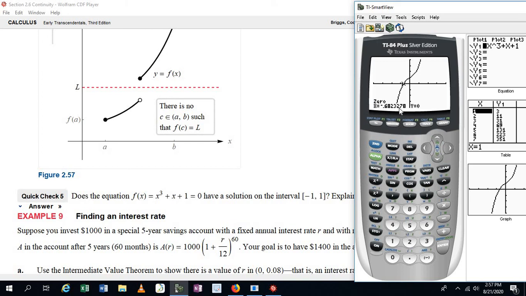Apparently it's at this point here, negative 0.6823278, which happens to be in the open interval from -1 to 1. So there's the c value that the theorem guaranteed existed. In this case there's only one, but there could be more than one. The theorem guarantees there's at least one. If you take this number and plug it into this function, you will get 0 out.